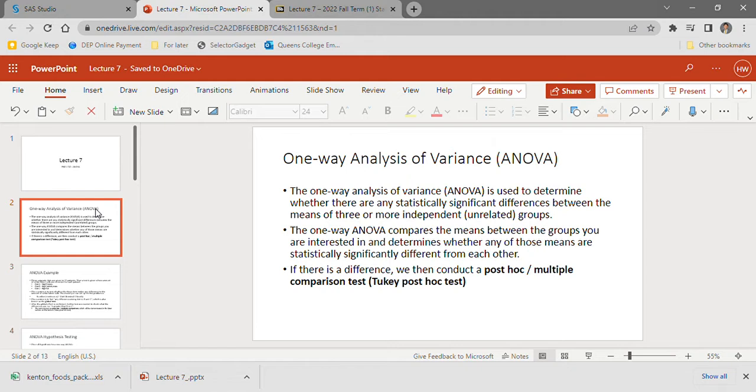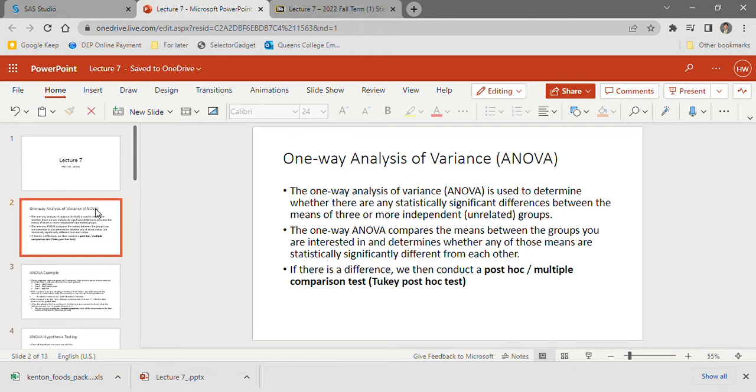Last week we covered 2 groups, or 1 group compared to some sort of national standard or some sort of bar. Now we're going to compare and see if there are differences within 3 or more groups. So 3, 4, 5, 6, 7, etc.